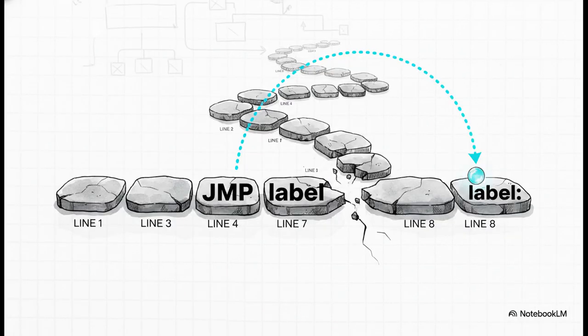And finally, for our basic set, we have JMP, which stands for jump. Now, normally, a computer just runs code one line after another, in order. JMP completely breaks that flow. It's basically a go-to command that tells the CPU, hey, stop what you're doing and immediately jump to this other part of the program. This is the key ingredient for making loops and decisions in your code.